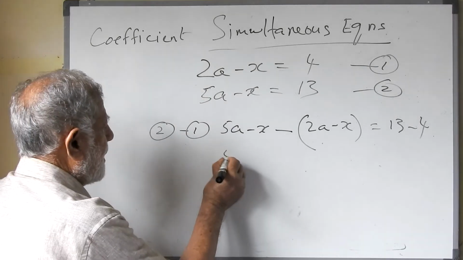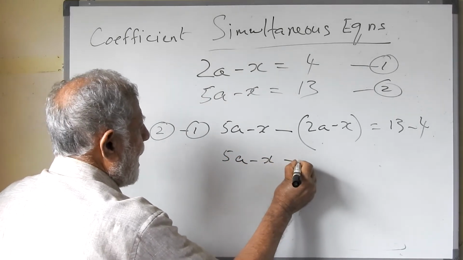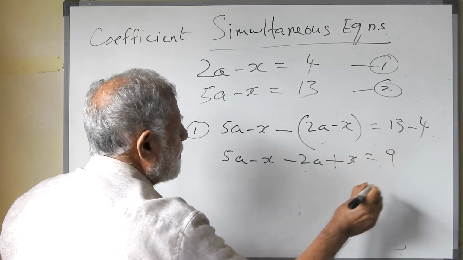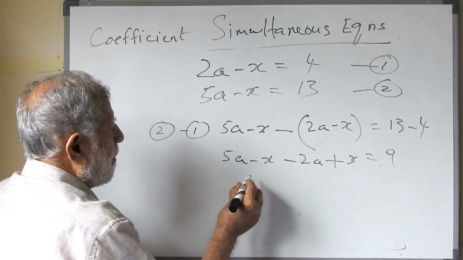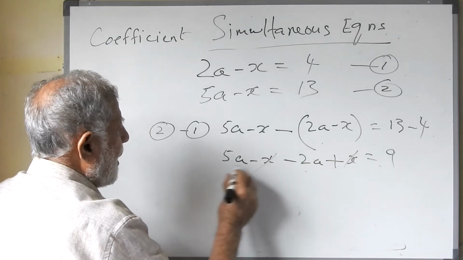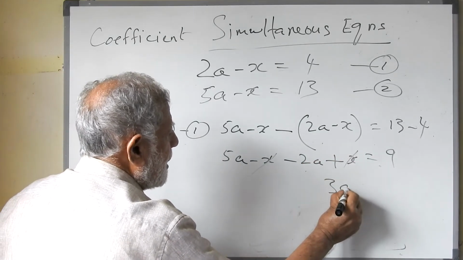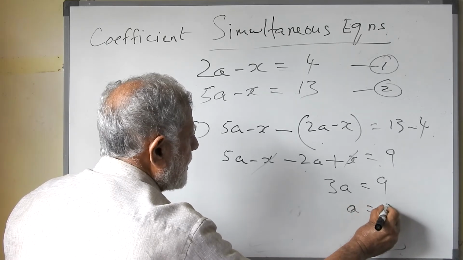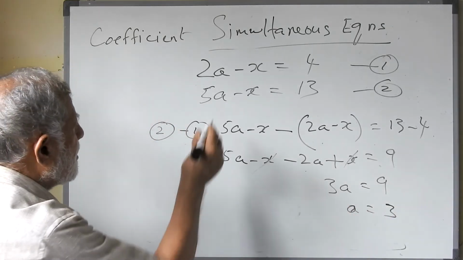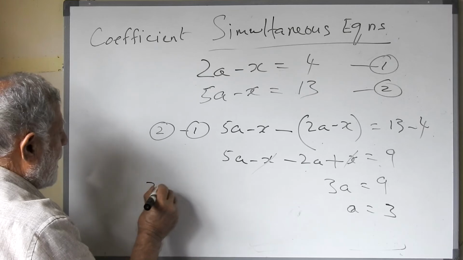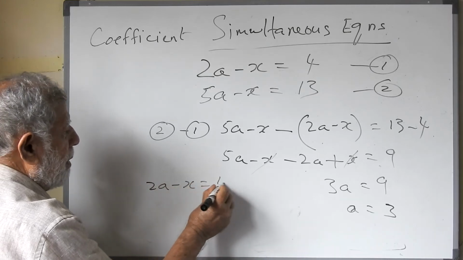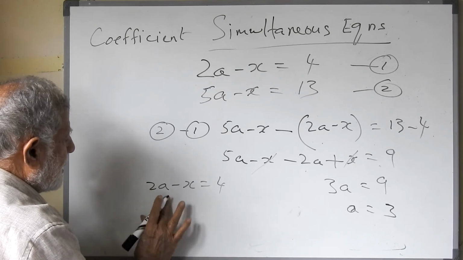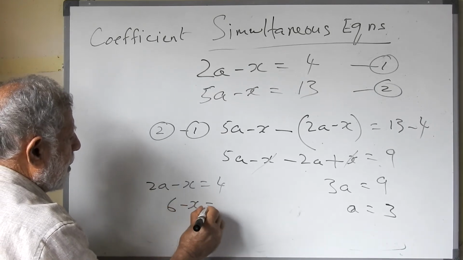Now remove the brackets. 5a minus x minus 2a plus x is equal to 9. So plus x and minus x cancelled. So 5a minus 2a is 3a is equal to 9. a is equal to 9 upon 3, 3. And we will substitute in the first equation, 2a minus x equals 4, a is equal to 3, that is 6. 6 minus x equals 4.